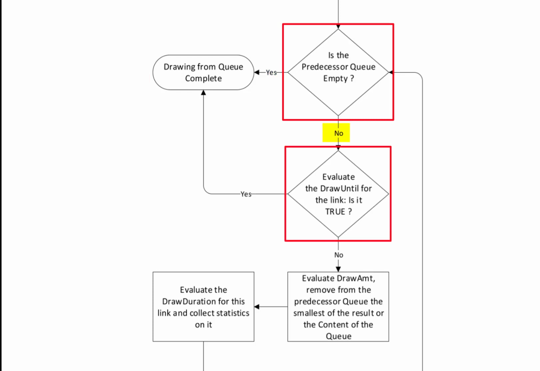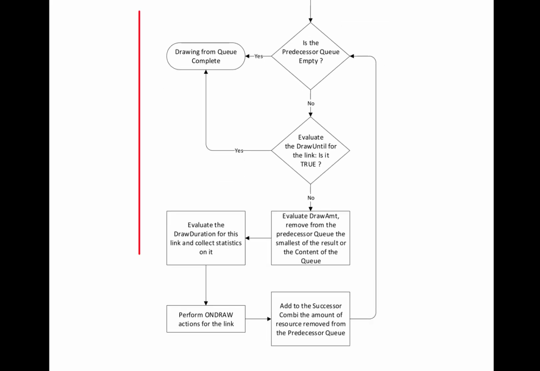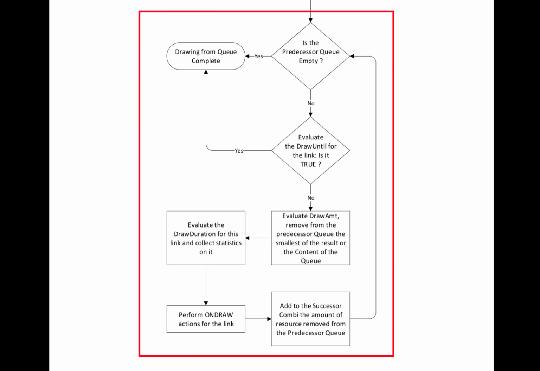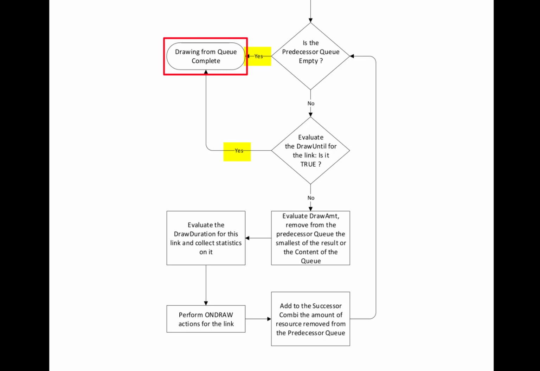Otherwise, Stroboscope will evaluate the draw until for the link again to see if it is true. This loop continues until either the queue becomes empty or the draw until for the link is satisfied, in which case drawing from the queue is complete. In summary, the draw process ends in one of two conditions, either when the predecessor queue becomes empty or when the draw until for the drawing link becomes true.